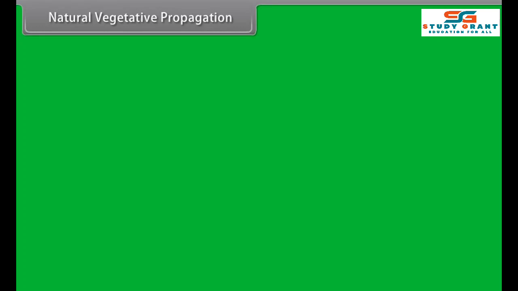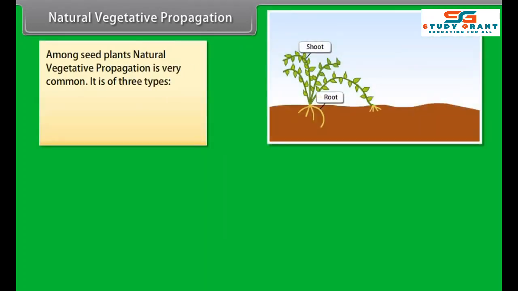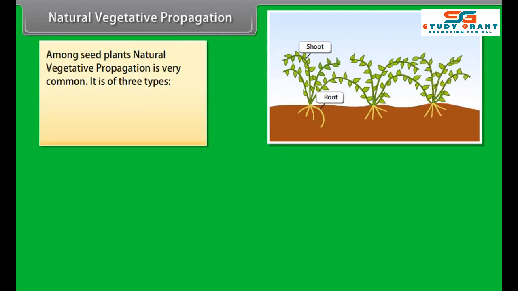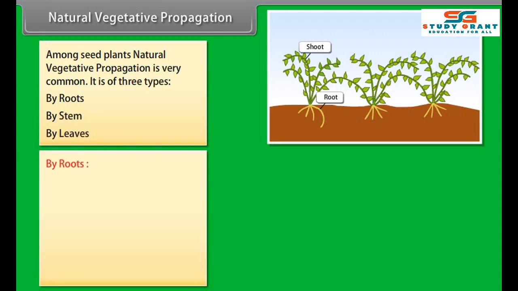Vegetative reproduction. Vegetative reproduction is process of multiplication in which new plants are obtained from the parts of old plants like stems, roots, and leaves without the help of any reproductive organ.